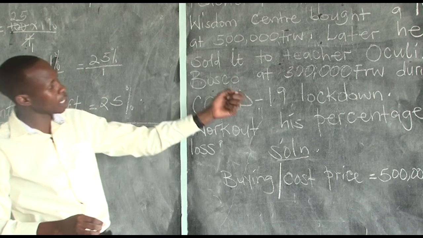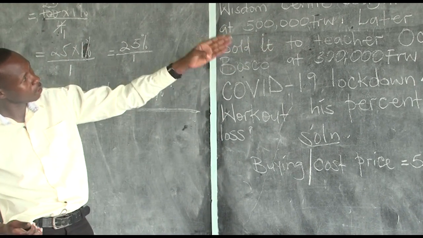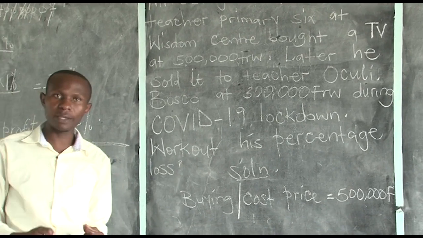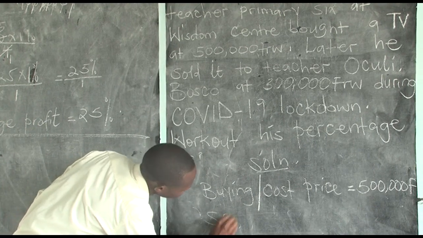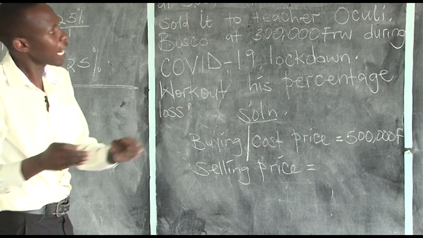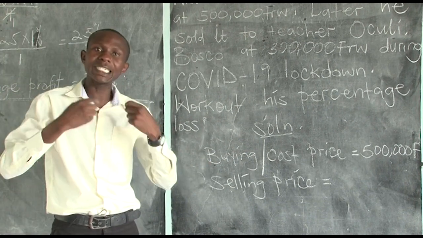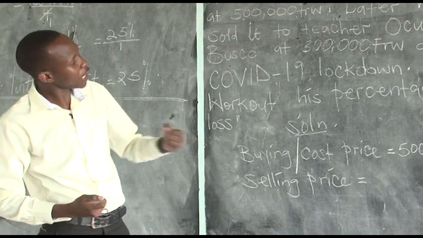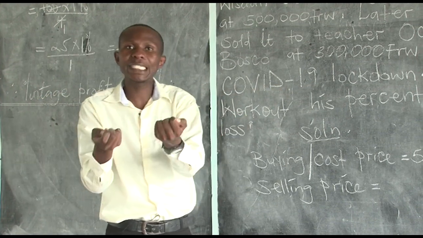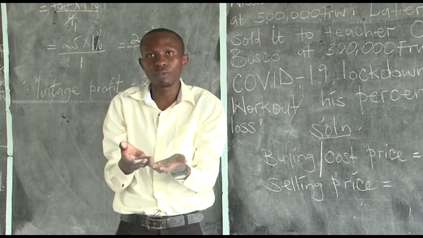Then from there, when the lockdown raised up, that was the COVID-19 lockdown, he was forced to sell the TV to Mr. Ojuli, or teacher Ojuli Bosco. So the money that Mr. Ojuli gave to Mr. Obong Simon is the money we are referring to as the selling price. So we shall come here and say, selling price will be equal to, how much did he sell his TV at the time he sold it to Mr. Ojuli Bosco? That money he gave to teacher Simon, Mr. Obong Simon values it as the selling price, because he's selling. When you sell, the money you receive is what we call selling price.